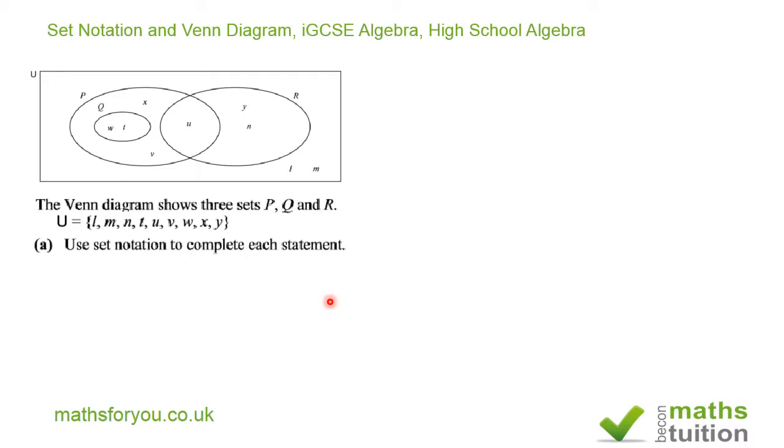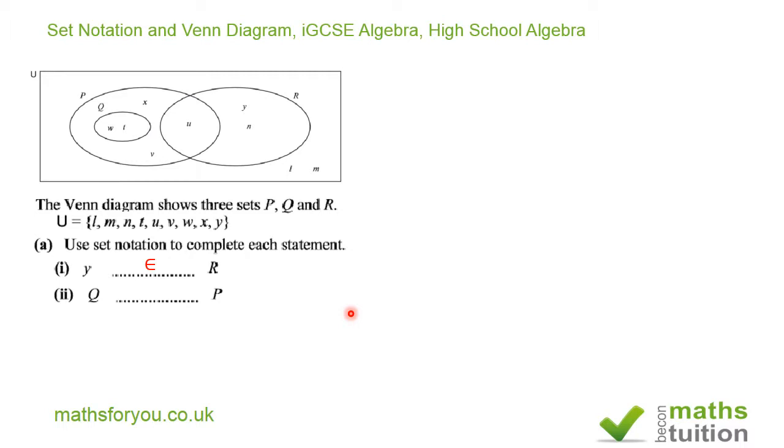It says use the set notation to complete each statement. The first one is: what is Y in relation to R? Now clearly, this Y is within the set R. So Y is an element in R, as shown here.